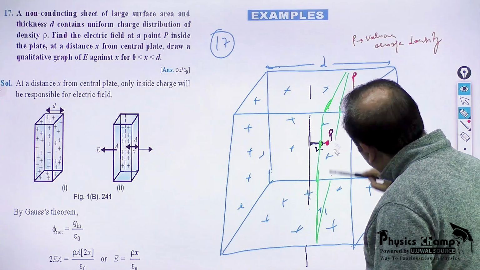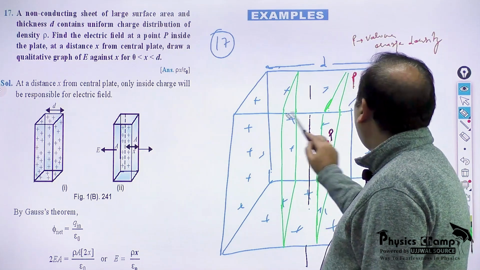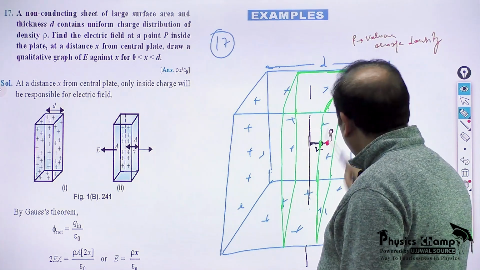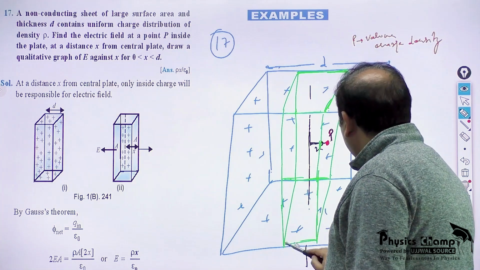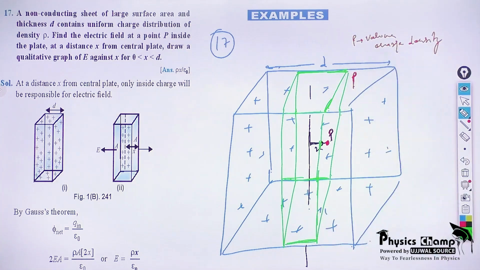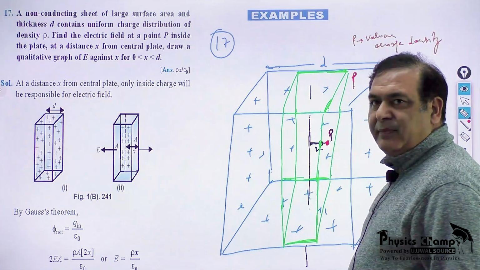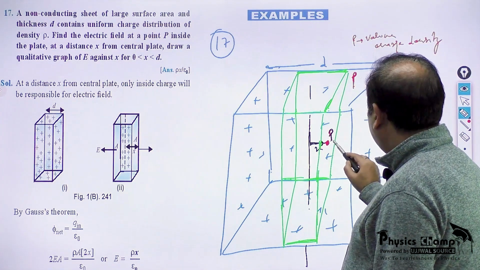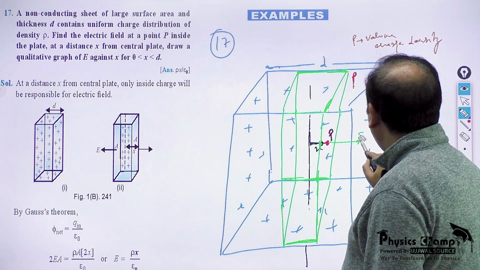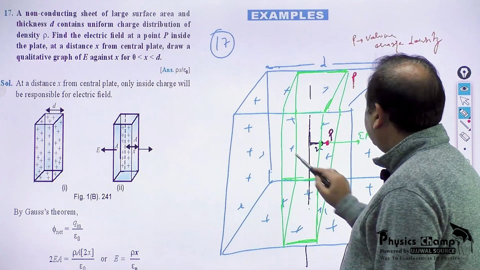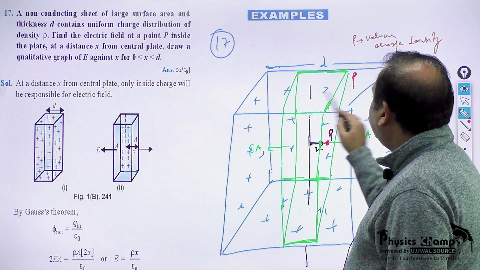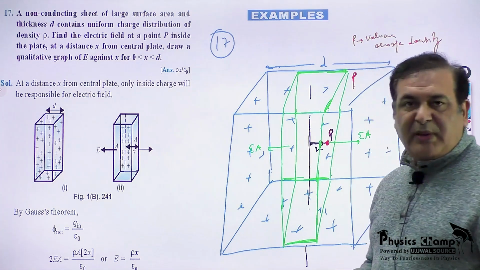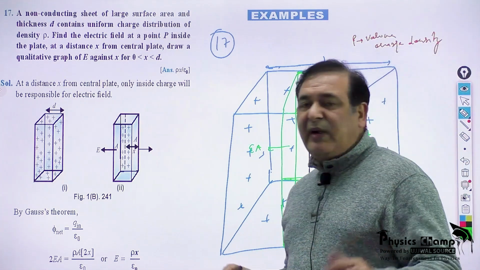So I have assumed a Gaussian surface which is this time a cuboid of this kind, and point P lies on it. Now there will be an electric field, area, similarly electric flux, electric field into area, on this side and the other side, while on the remaining sides it won't be there, since EA cos 90 will be 0.